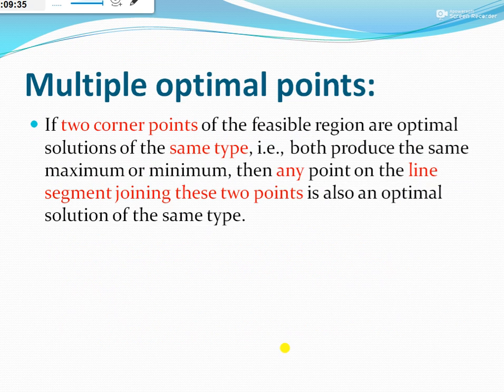Is it clear? And now we have the multiple optimal points. If two corner points of the feasible region are optimal solutions of the same type, that means the maximum or minimum values, both produce the same maximum or minimum, then any point on the line segment joining these 2 points is also an optimal solution of the same type. Is it clear? And now we have to consider the examples.